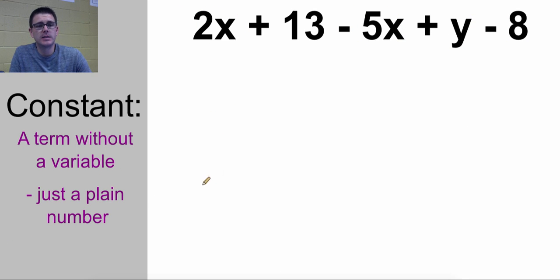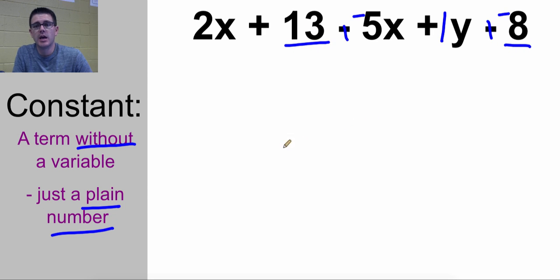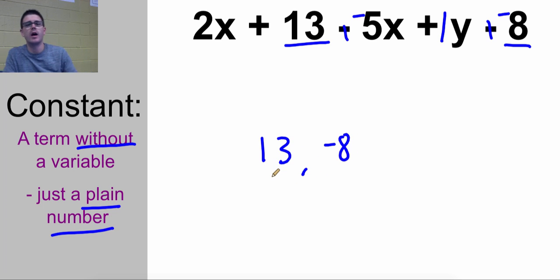Then we have constants. It's a term without a variable. I think of it as just a plain old number. So again, we want to make sure we've gotten rid of all of our subtraction. Our constants are our regular old numbers, no variables attached to them. So in this case, 13 and negative 8 are my constants. I always think of them as they're constantly boring. There's nothing else to them. It's just a plain number with no variable attached to it.